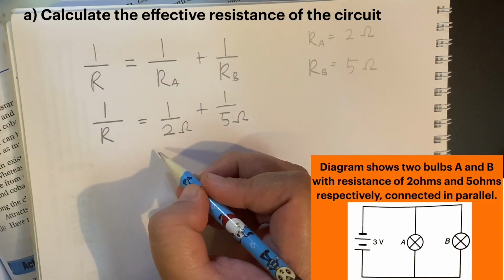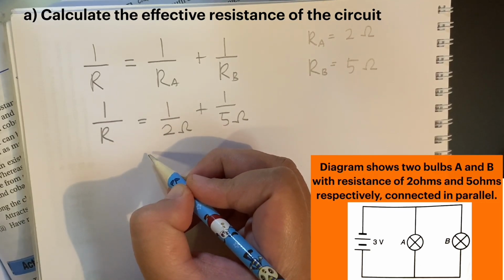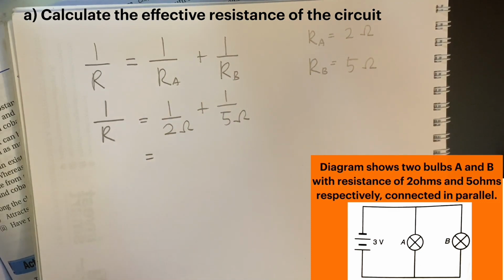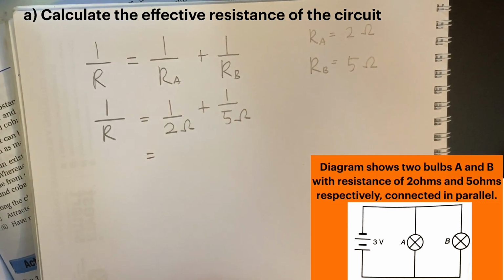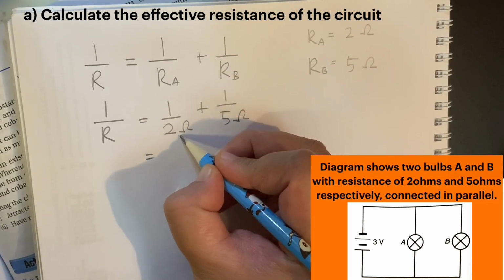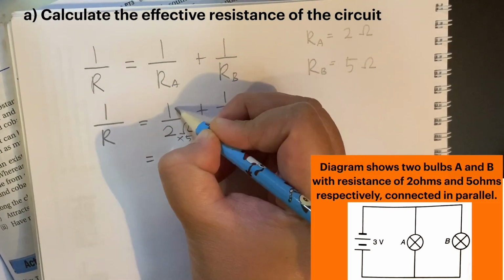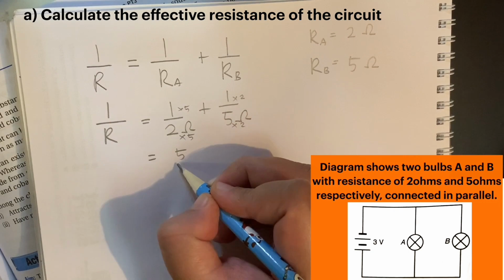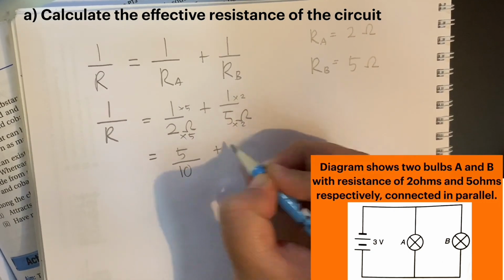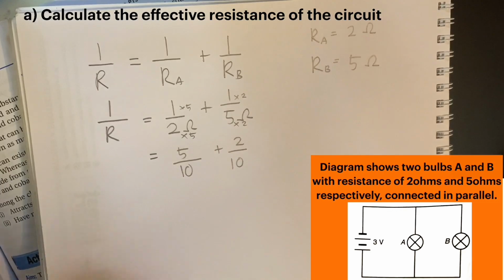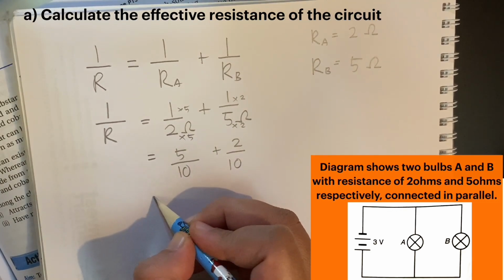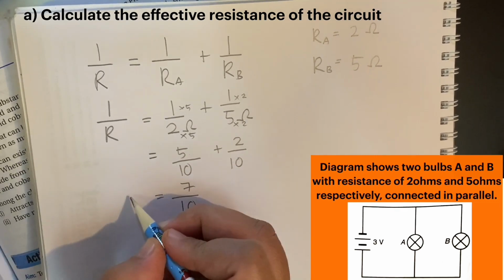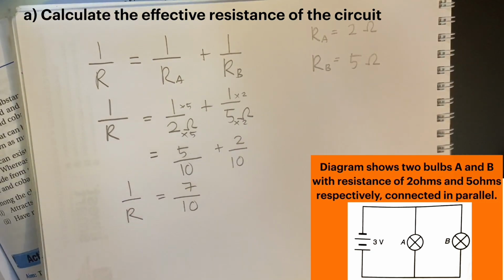So from here, we do the mathematics. This is times 5, this is times 2, so the value now is 5 over 10 plus 2 over 10. 5 plus 2, 7 over 10 equal to 1 over effective resistance.